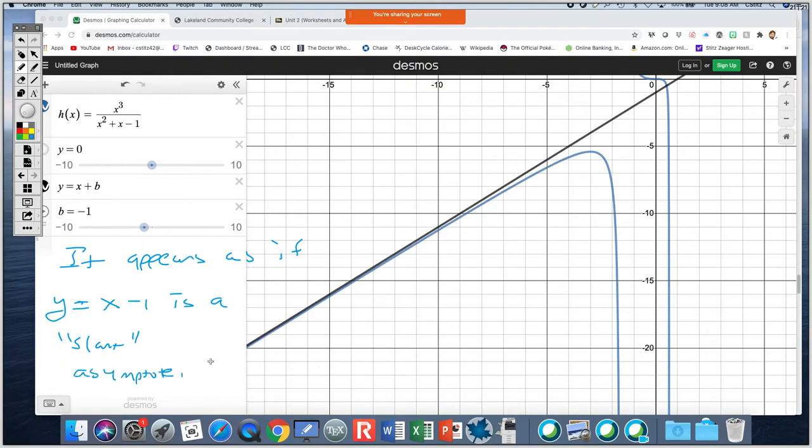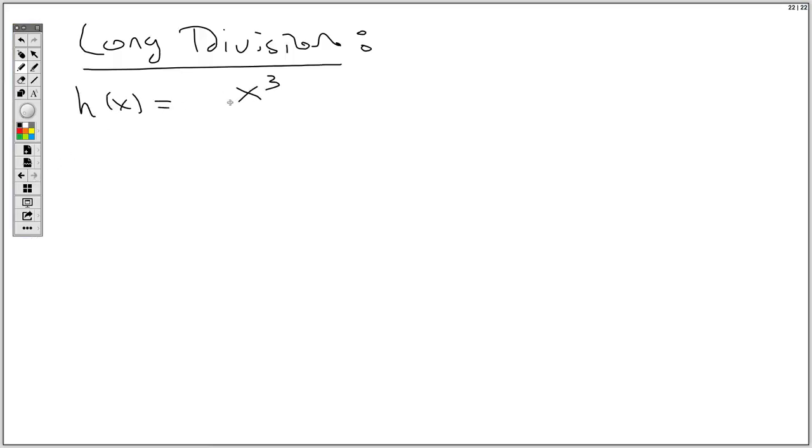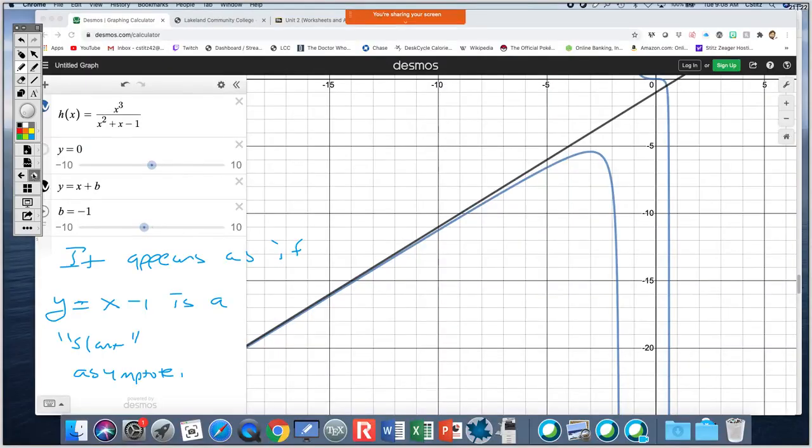Slant asymptote. But once again, how do we prove it algebraically? In this particular case, the b that works is a nice friendly integer, -1. What if it were some kind of crazy decimal or something? So the only way to do this is long division. Now back in chapter 2 we had synthetic division, and sometimes you can use synthetic instead of long division, but in general long division is what we need to do. Let's review how that works.